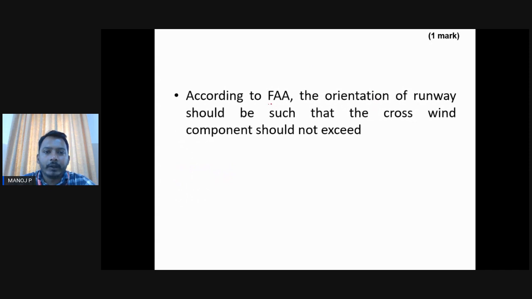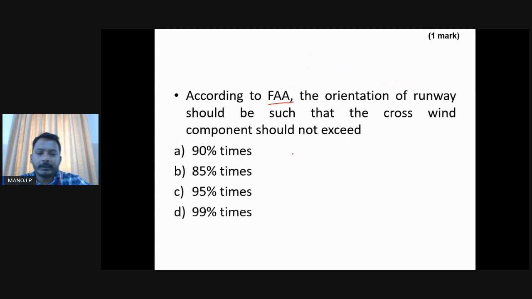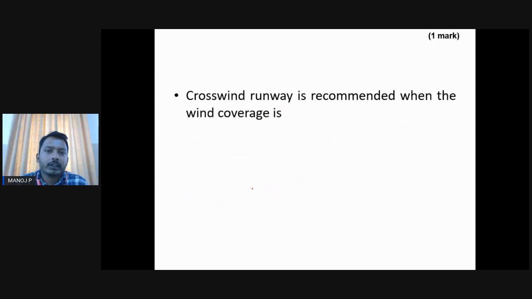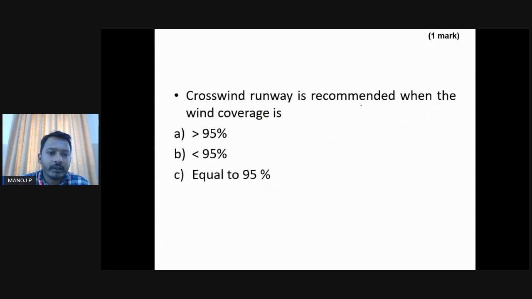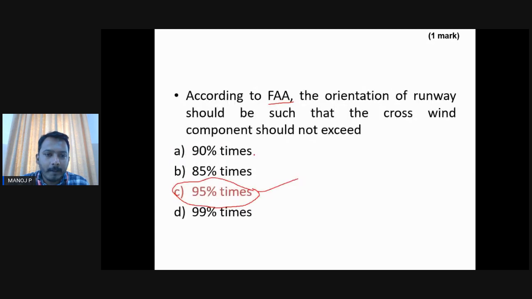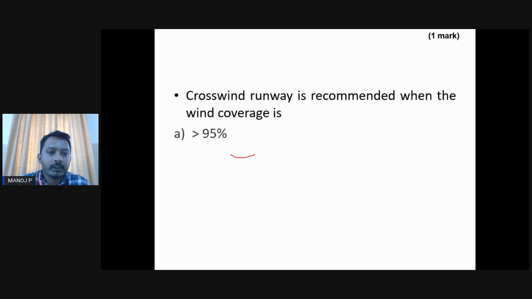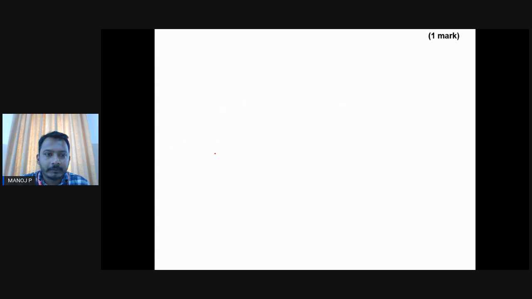According to FAA, not ICAO, the orientation of runway should be such that the crosswind component should not exceed how many times? So this was not discussed. It should not exceed 95 percentage of times. Crosswind runway is recommended when the wind coverage is how much percentage? Yes, when the wind coverage is less than 95%. This is the same question which was asked here. It should be less than 95 percentage time.